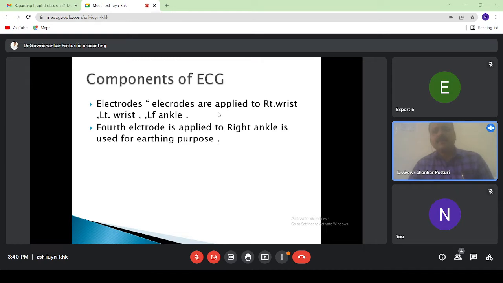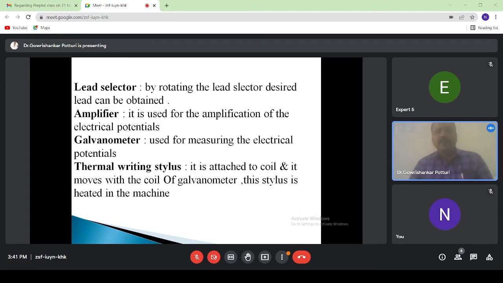Now, what are the components of ECG? We have electrodes. Basically, four electrodes are there, which we place on the right wrist, left wrist and left ankle. The fourth electrode is placed on the right ankle, which is used for earthing purposes. Then we have a lead selector. By rotating the lead selector, the desired lead is obtained.